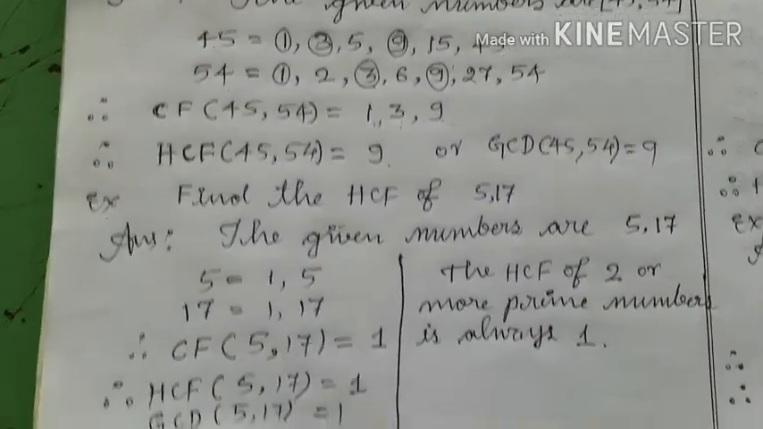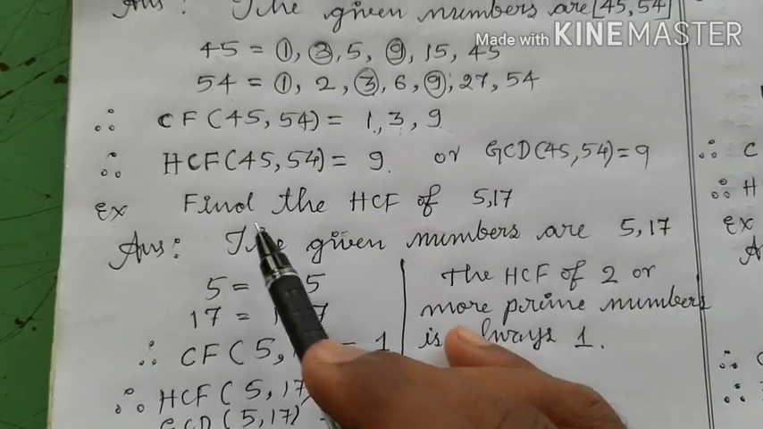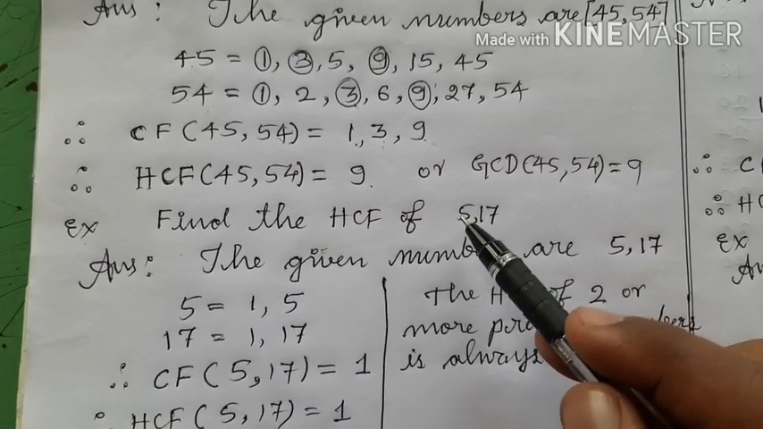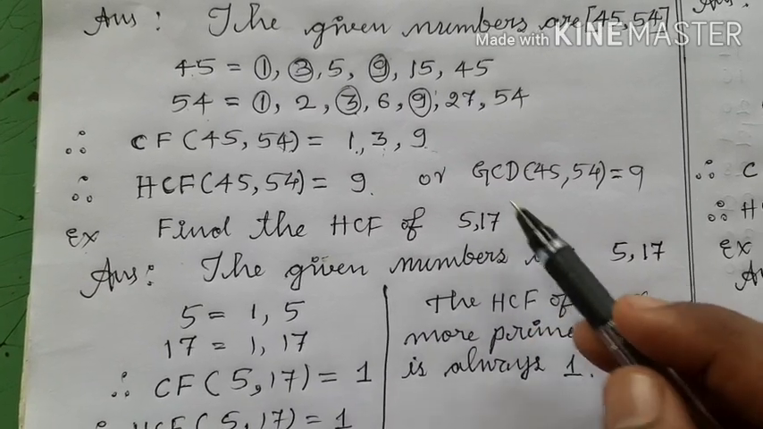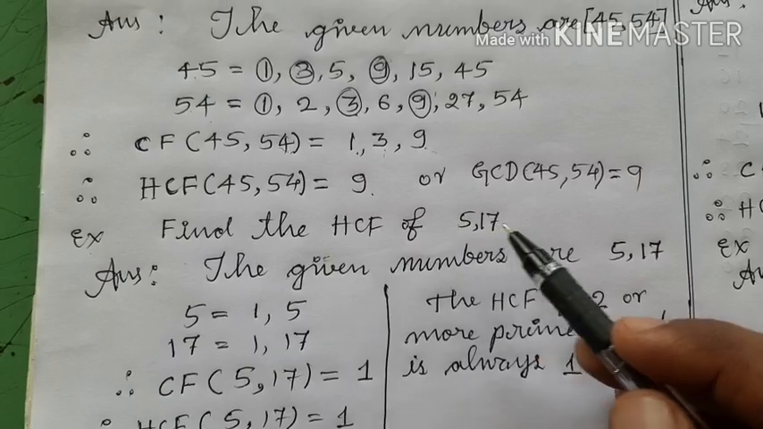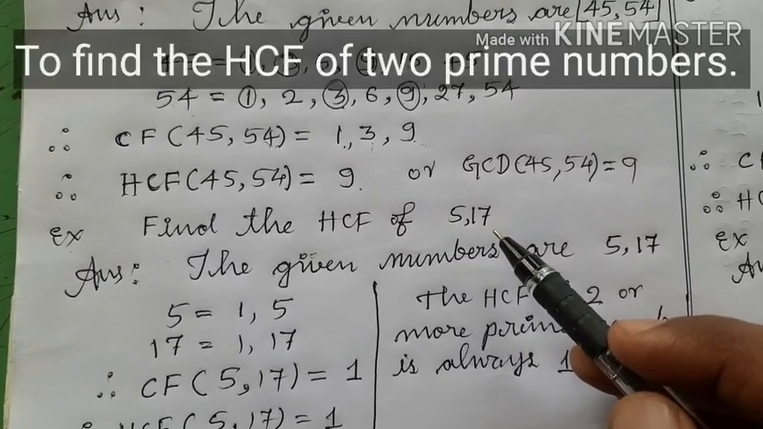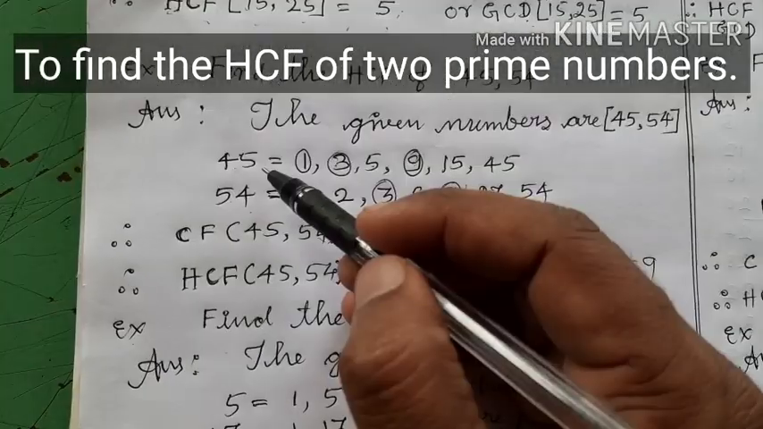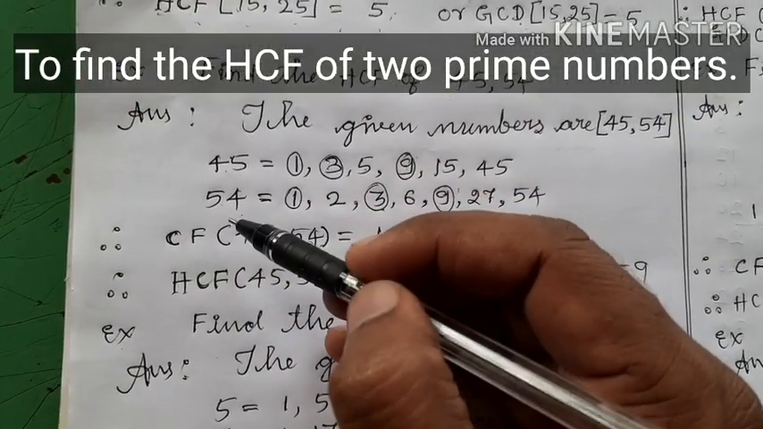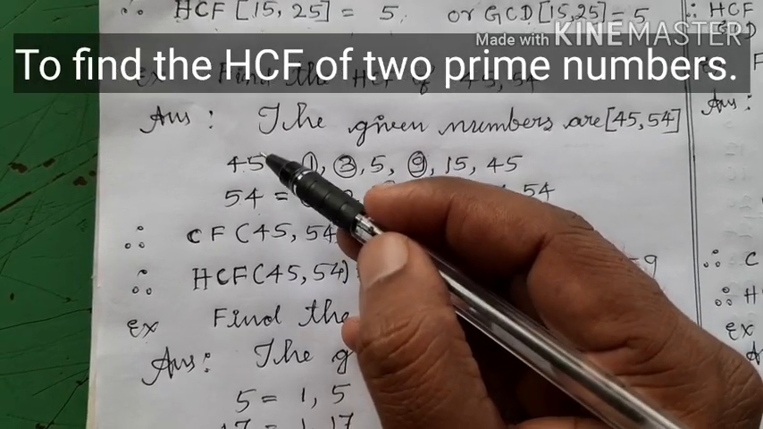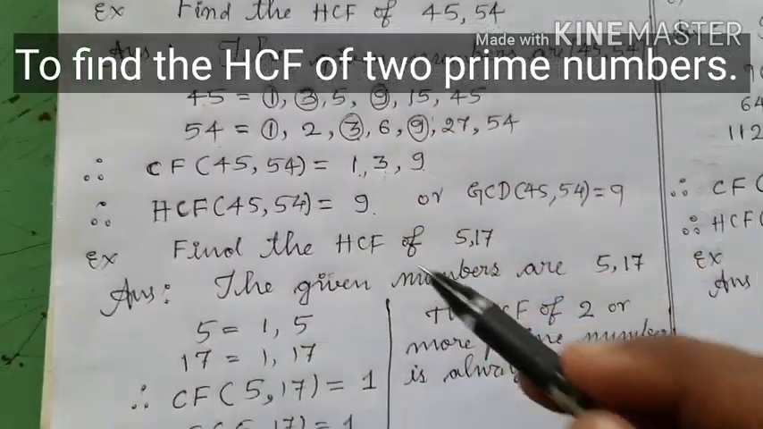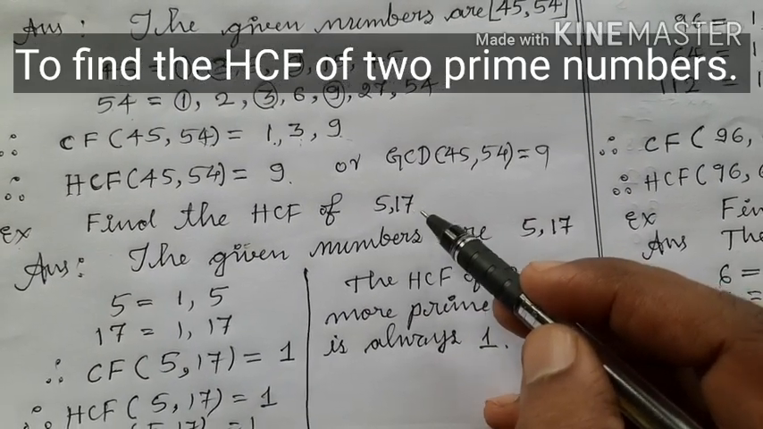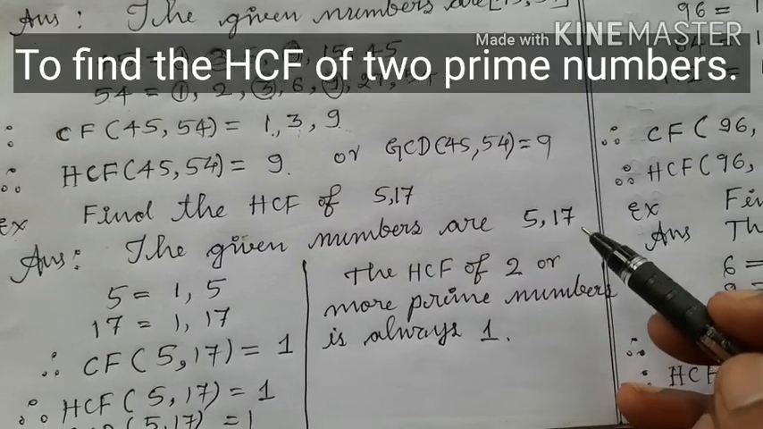Right? Let us take one more example here, children. Find the HCF of 5 and 17. Okay. See here, the numbers whose HCF is to be found are prime numbers. You are going to find the HCF of 2 prime numbers. Here, in the previous example, you found the HCF of 2 composite numbers. But now you are going to find the HCF of 2 prime numbers. Therefore, the given numbers are 5 and 17.